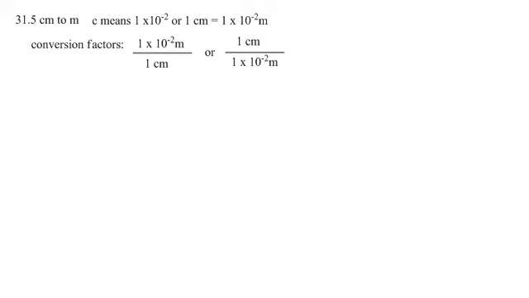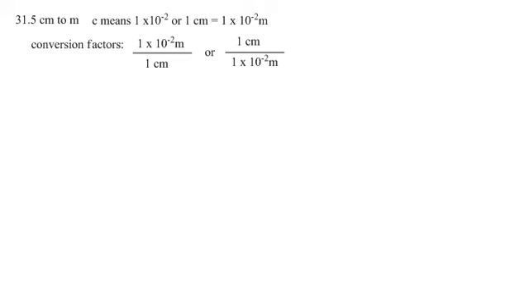We have either 1 times 10 to the negative 2 meters divided by 1 centimeter, or 1 centimeter divided by 1 times 10 to the negative 2 meters. They both are equal to 1, since 1 centimeter is equal to 1 times 10 to the negative 2 meters. We're going to use this to convert 31.5 centimeters to meters.